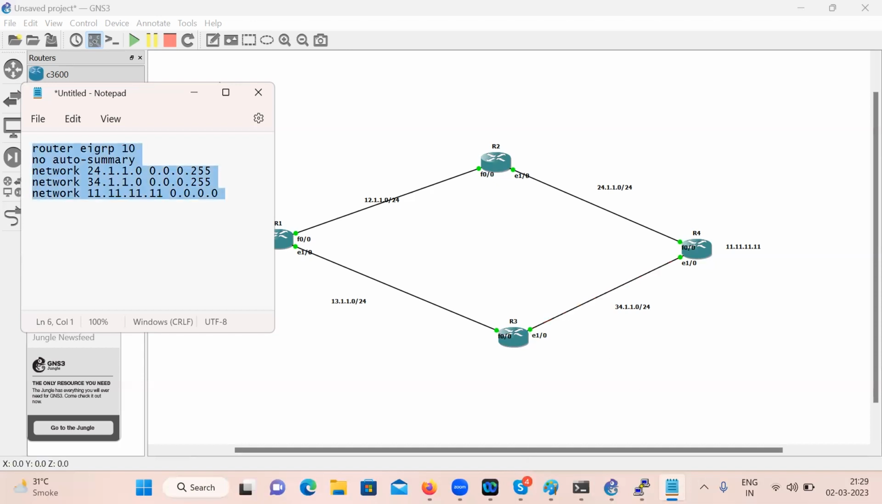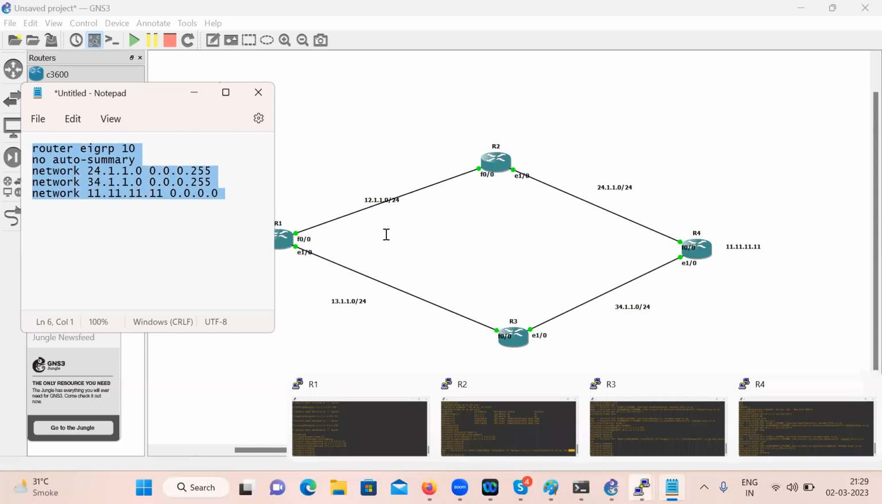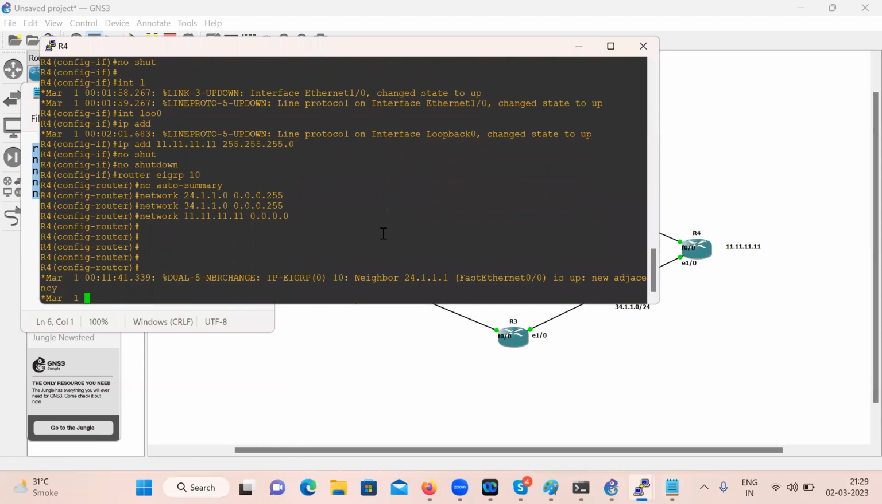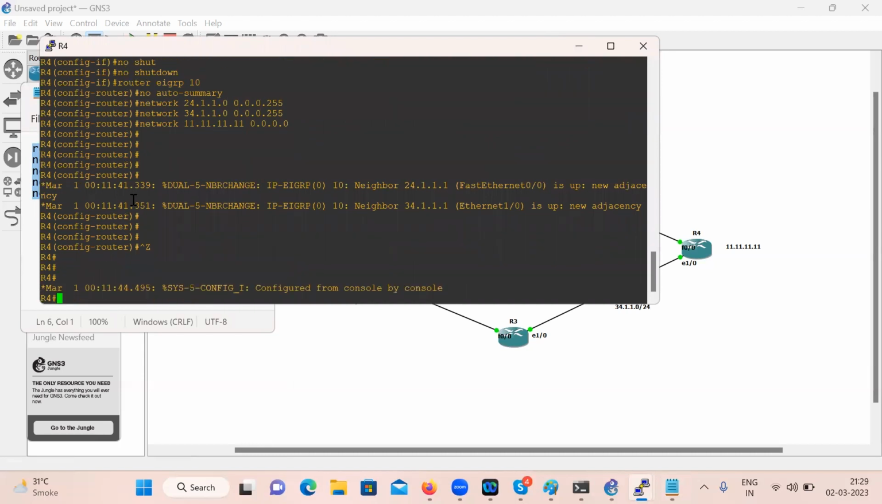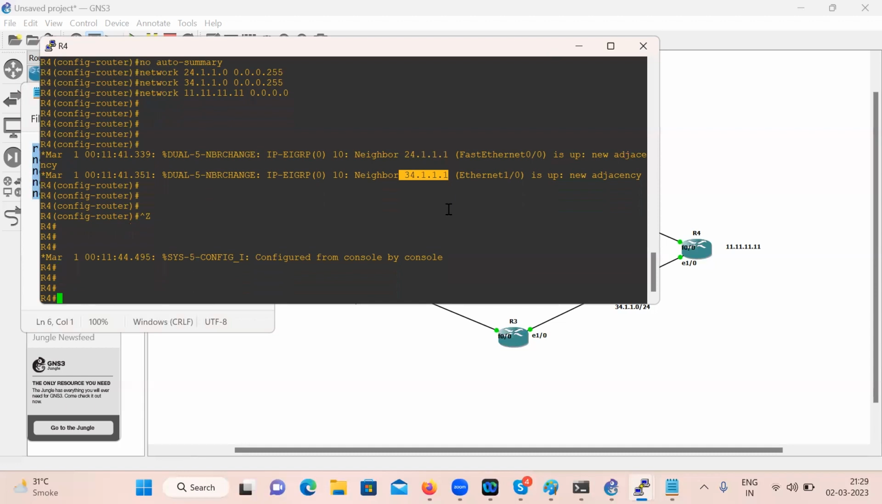Go on router 4 and configure this method. Then, immediately once you hit the command, they will become neighbors. See, router 4 has formed a neighborship with 24.1.1.1, which is your router 2. It has also formed a neighbor with 34.1.1.1, which is router 3.